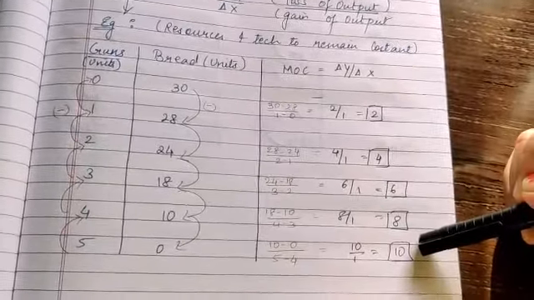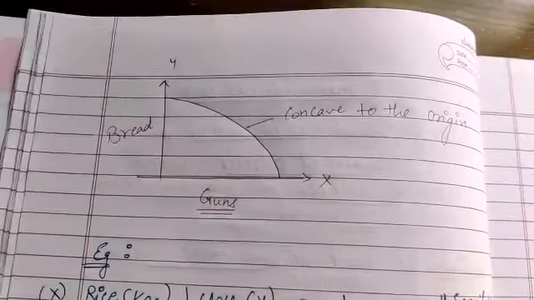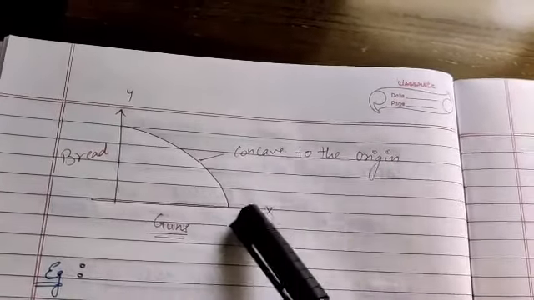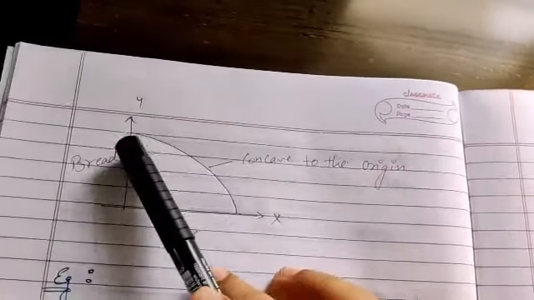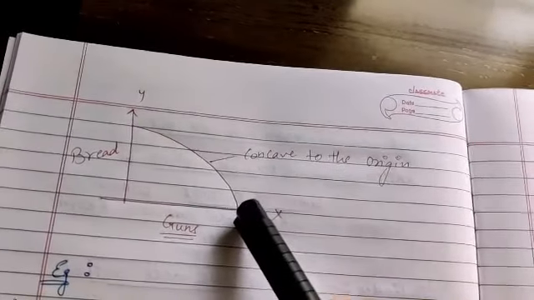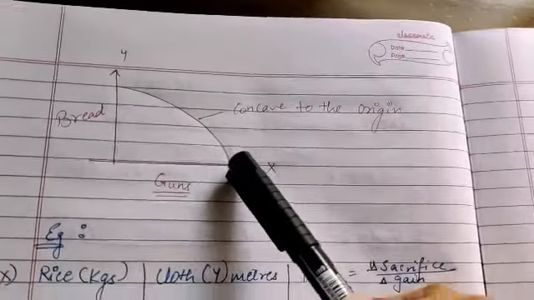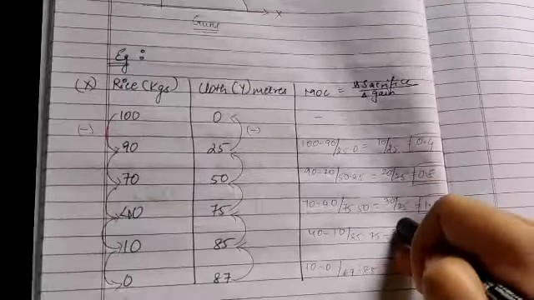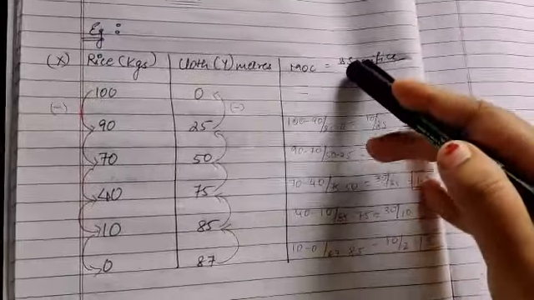It can also be given in points, so don't worry, I will give you another example as well. As per the example, I have drawn a rough diagram of guns and bread. On the x-axis I have taken guns and on the y-axis bread. It would give a shape concave to the origin, and this is what we will be drawing for MOC. Now taking the next example, rice and cloth, we have to calculate MOC.